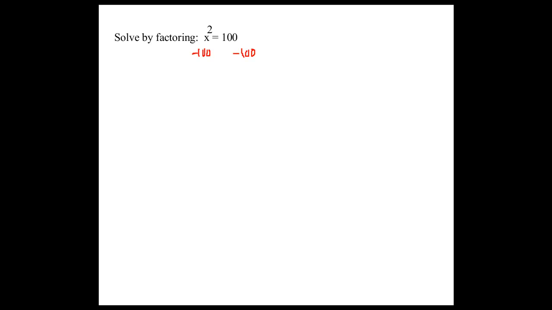So we subtract 100 from both sides of the equation. Here I get x squared minus 100 equal to 0. So what do we do next? So Neat, what do you think we should do next? Factor them. We should get x minus 10 times x plus 10 equals 0.